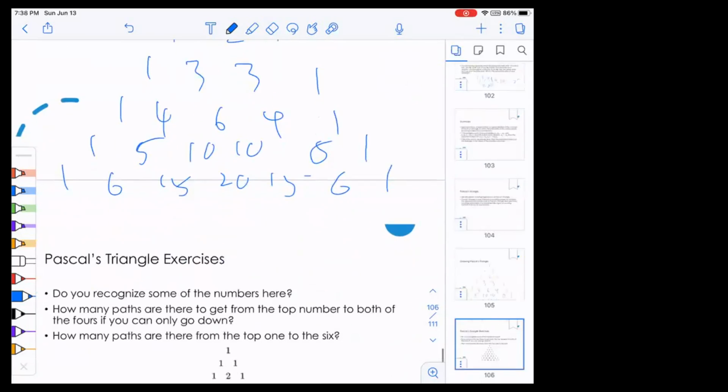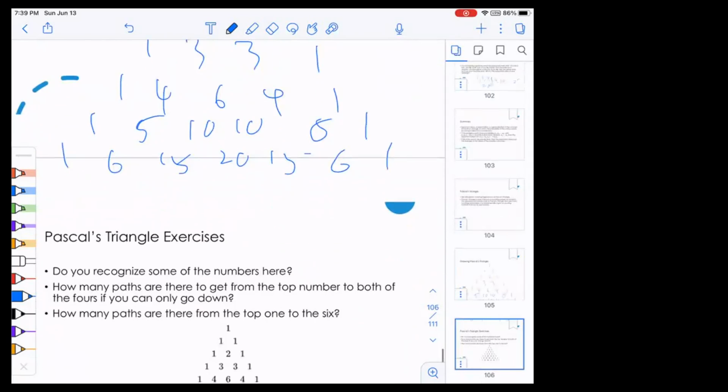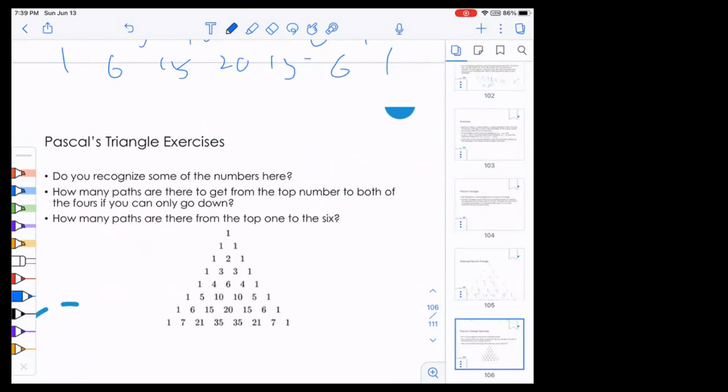So this is basically what it is. Do you recognize some of the numbers here? Basically, in this triangle, all of these numbers are going to be combinations. So what we do is we can just find out that these are all combinations.